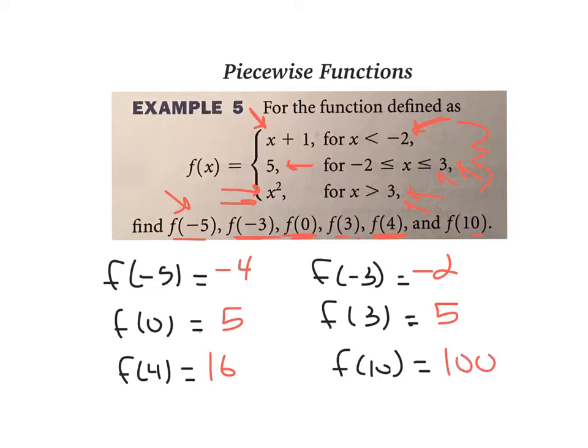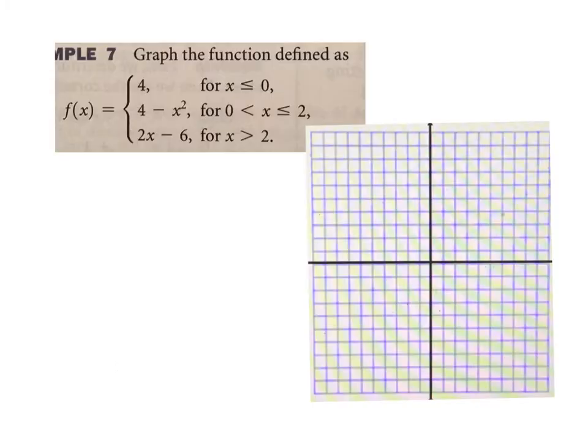Figure out where you plug them in and plug them in based on the domain. This is the domain over here on the right-hand side, or your restrictions, where you put them in.